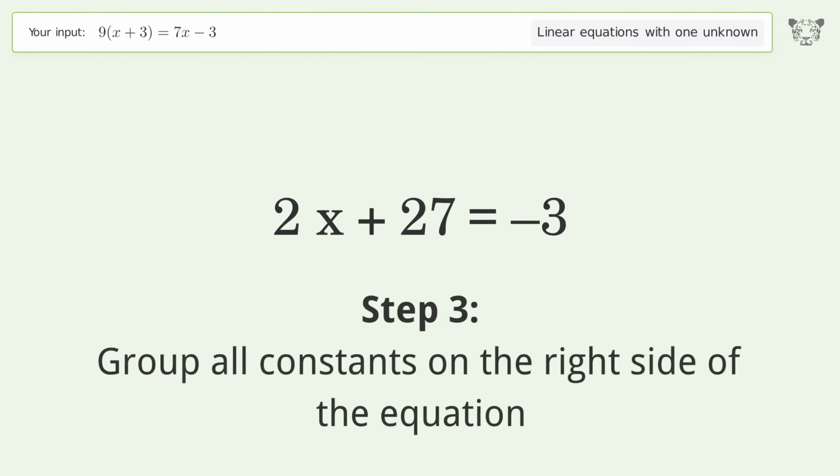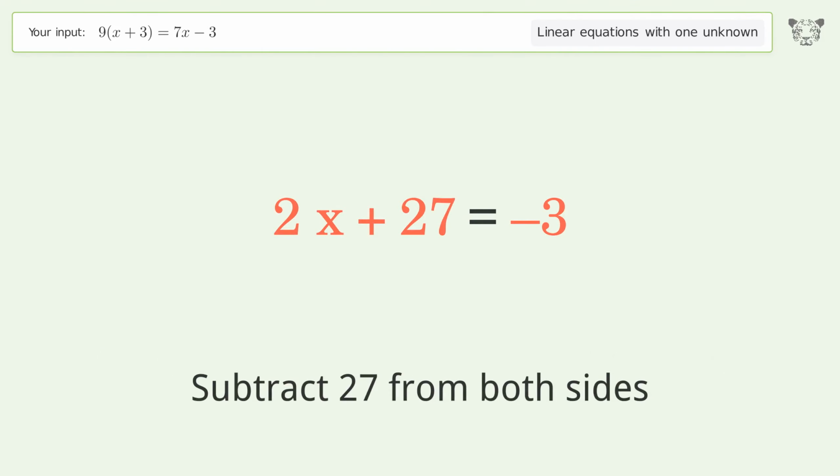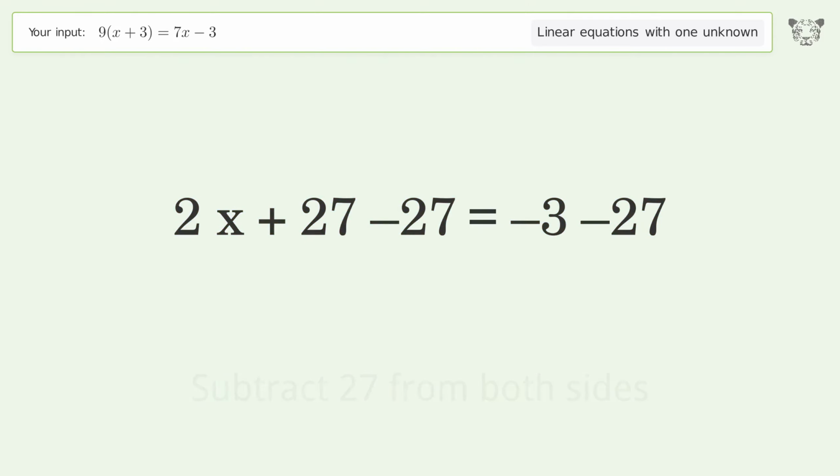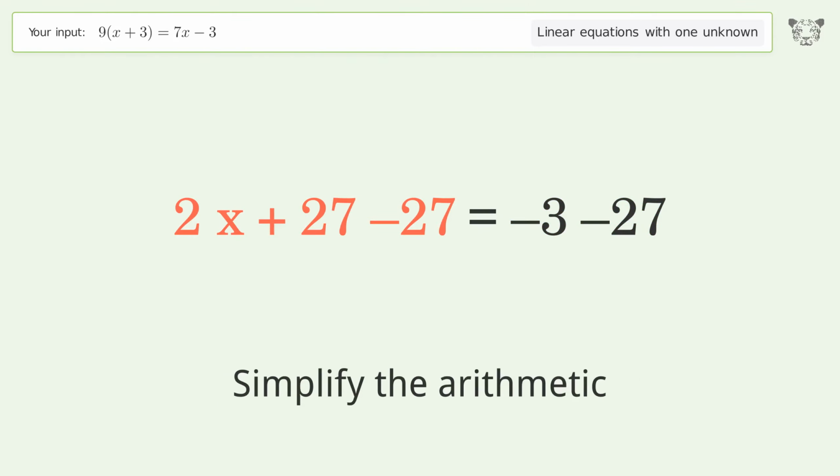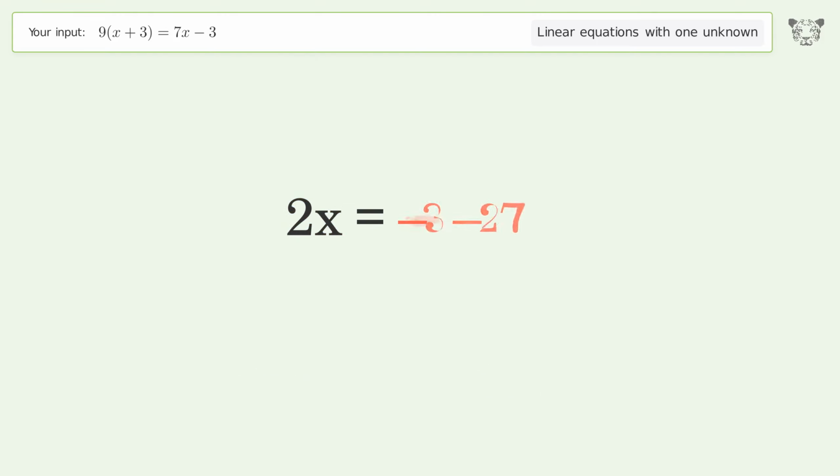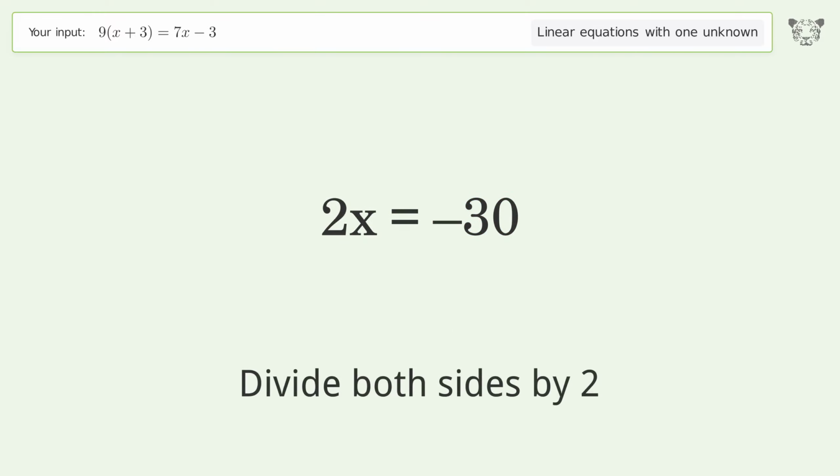Group all constants on the right side of the equation. Subtract 27 from both sides. Simplify the arithmetic. Isolate the x. Divide both sides by 2.